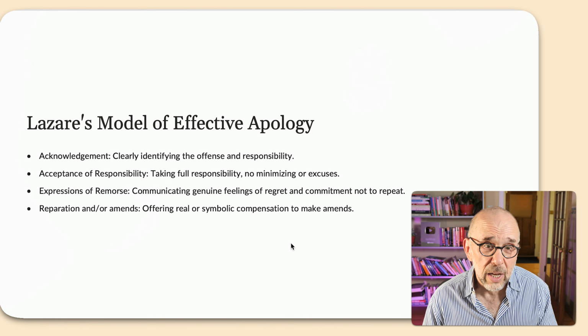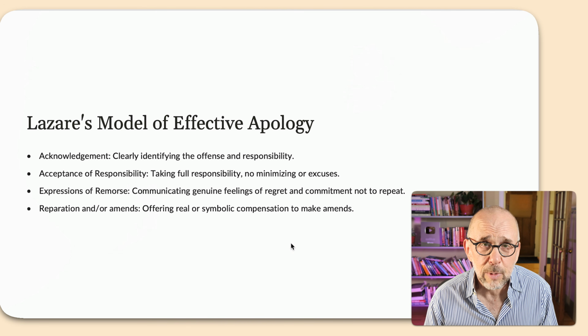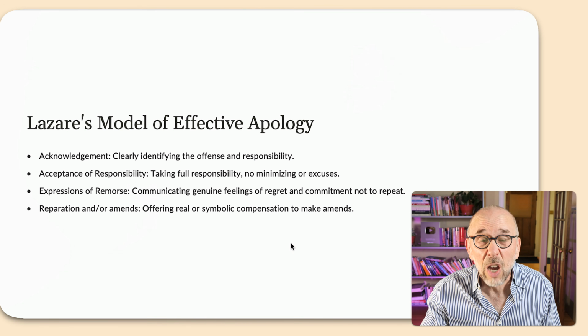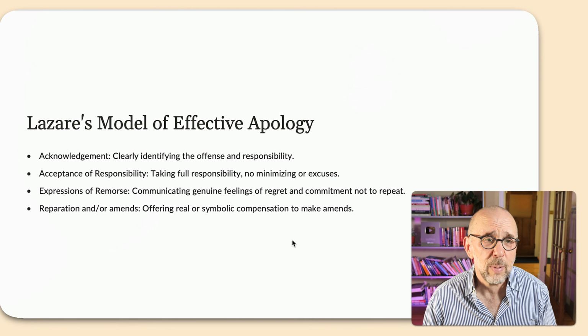And then expression of genuine remorse. I'm so sorry that I did this. You were so kind to lend me your car, and then I was careless and damaged your car, and I know how much you love it. I'm so sorry. If you ever let me borrow your car again, I would understand if you wouldn't, but if you ever did, I would be so much more careful. That's the commitment not to repeat the offense.